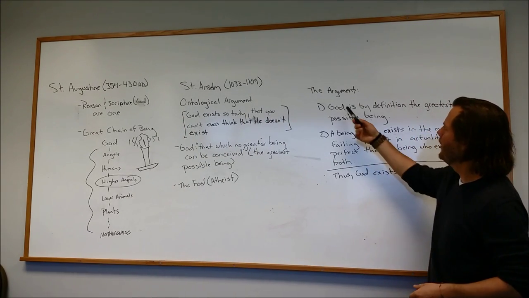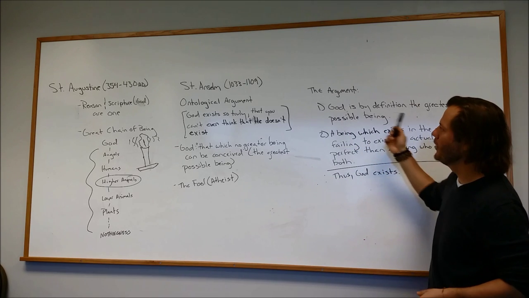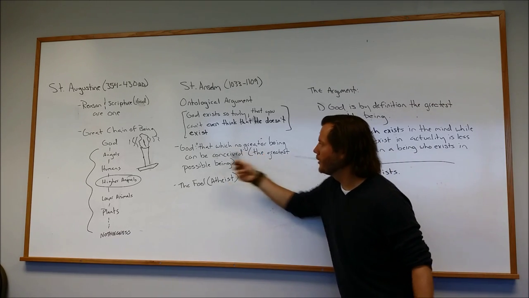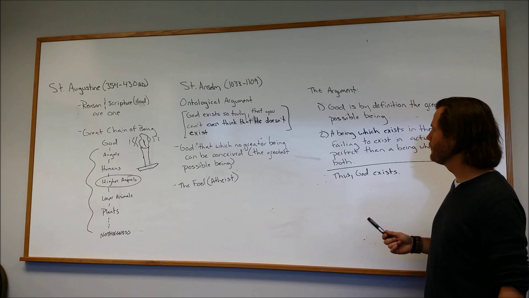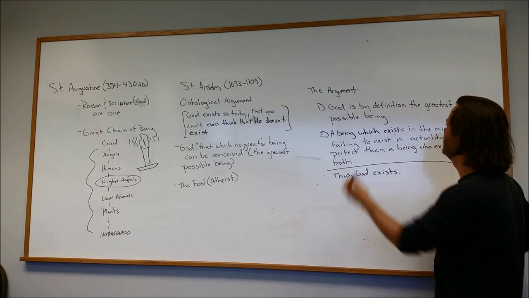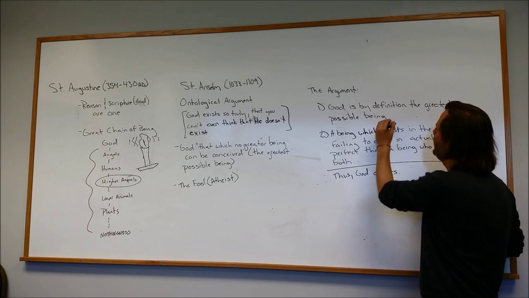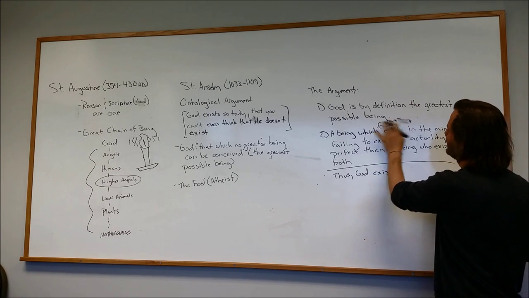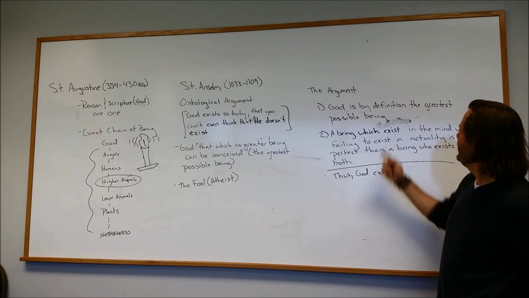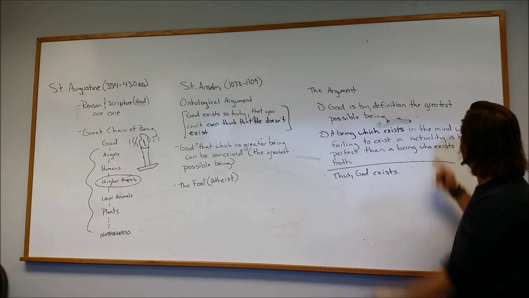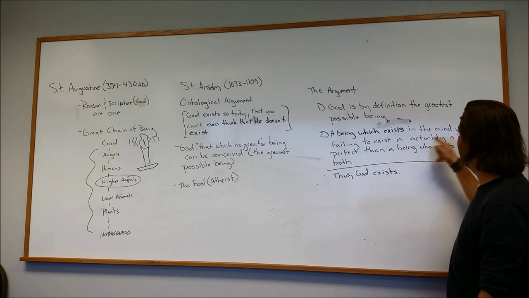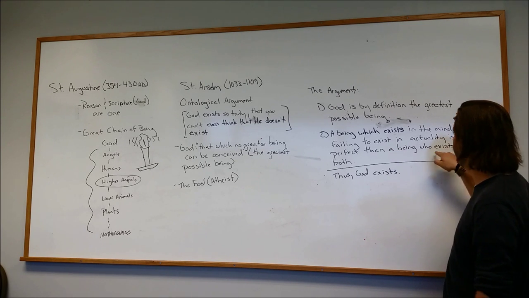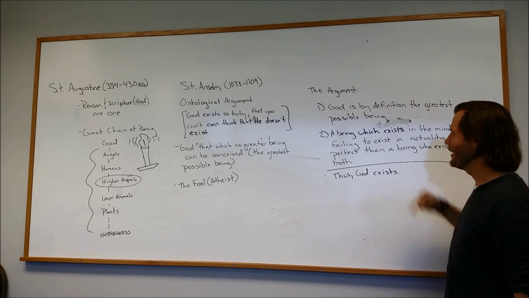Okay? So, this is the first. God is by definition the greatest possible being, that which no greater being can be conceived. A being which exists, okay, in the mind, while failing to exist in actuality, is less perfect than a being who exists in both. Thus, God exists.